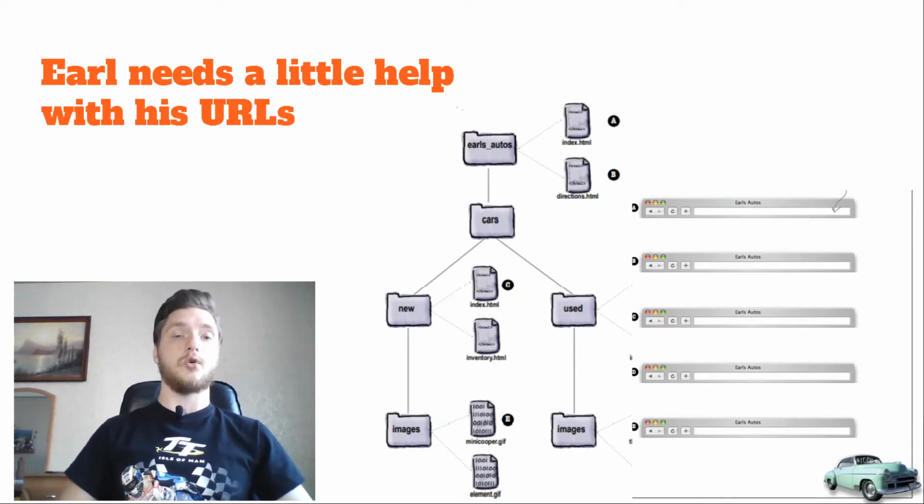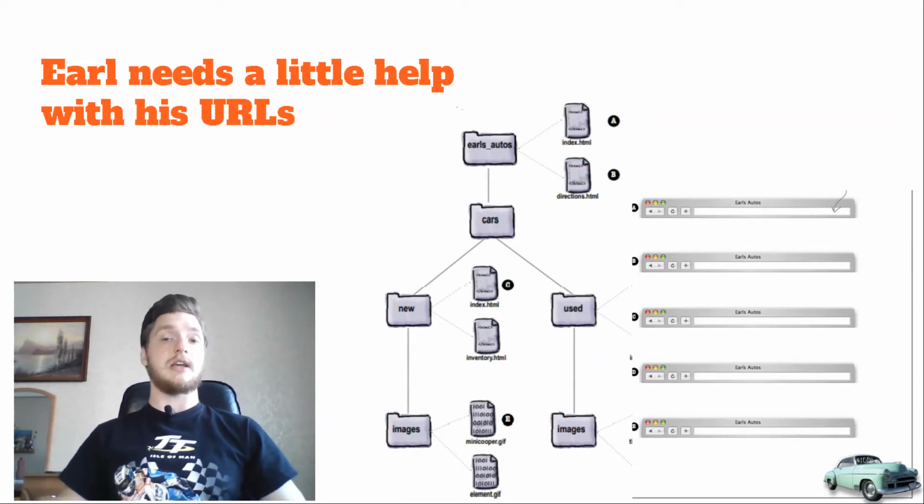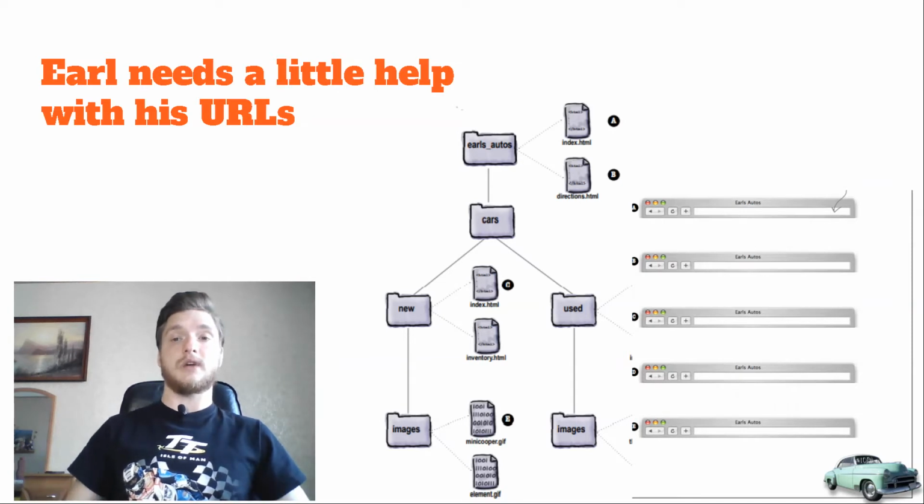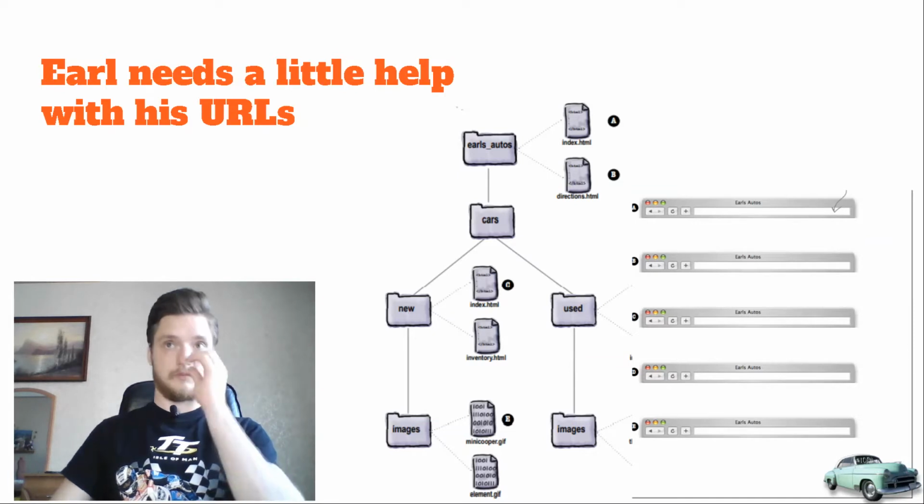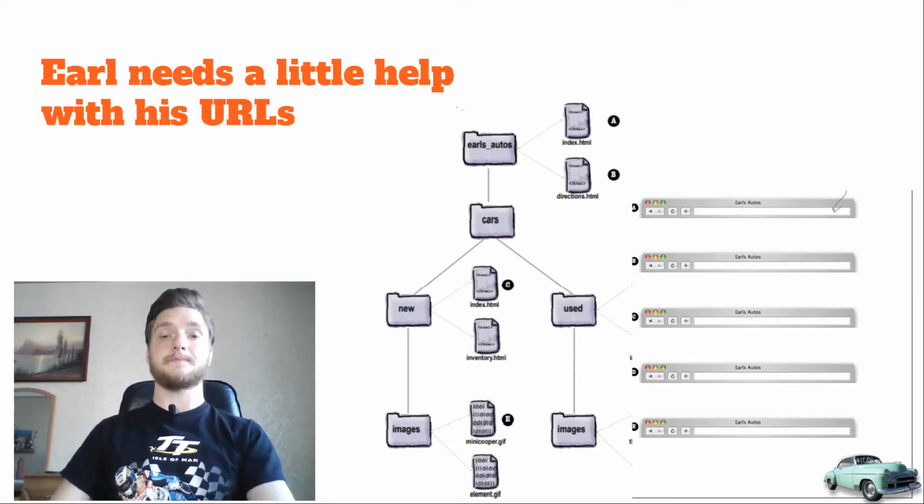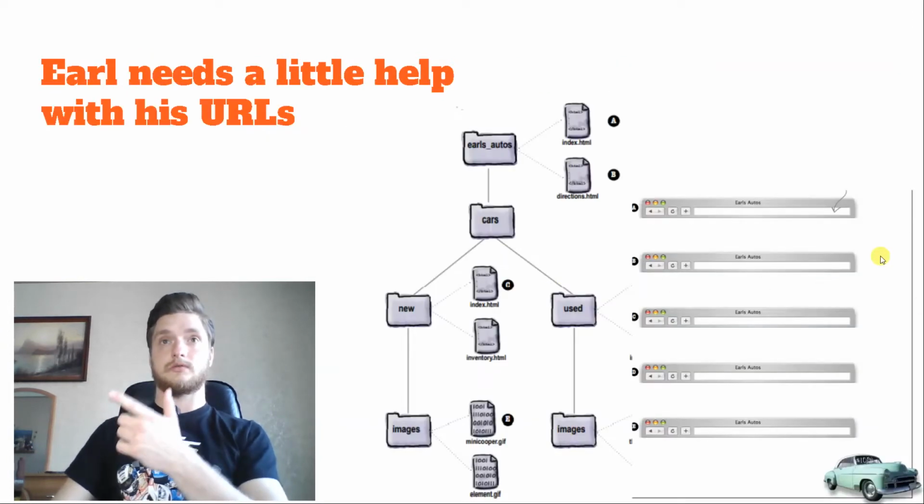Exercise. Earl needs a little help with his URLs. Earl may know Earl, but he doesn't know URL. He needs a little help figuring out the URL for each of the files below, labeled A, B, C, D, and E. On the right, write in the URL needed to retrieve each corresponding file from Earl's root folder.